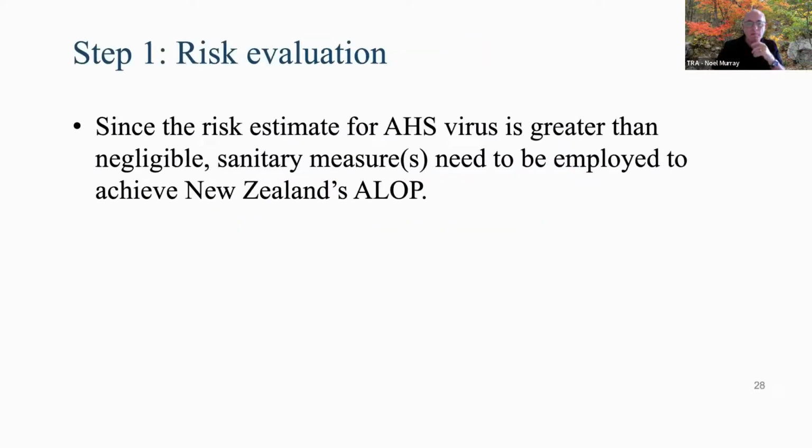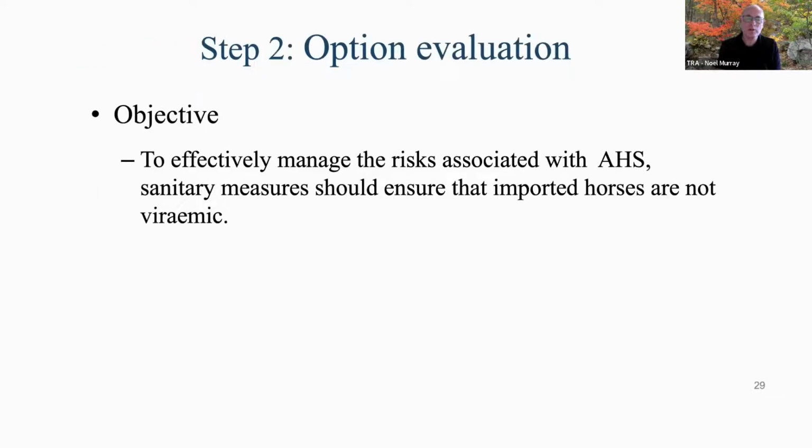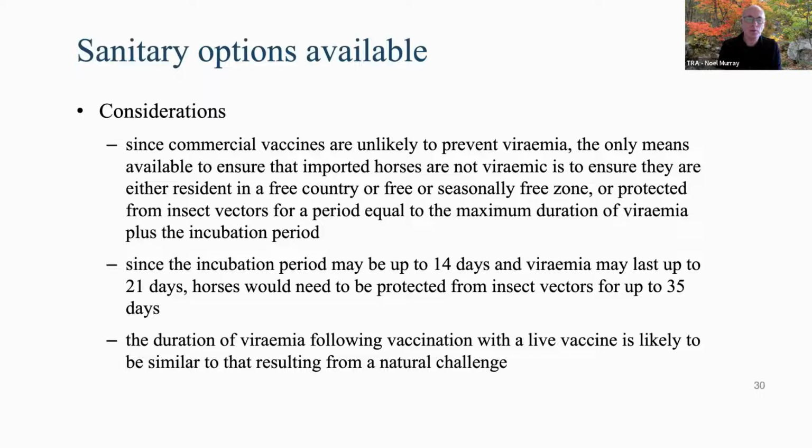So the first step in evaluating risk. The conclusions arising from the risk estimate step in the risk assessment were that for African horse sickness virus, the risk estimate is greater than negligible, and sanitary measures may be needed to achieve New Zealand's appropriate level of protection. So the objective in this case, we're formulating an objective to effectively manage the risks. Sanitary measures should ensure that imported horses are not viremic. And what sort of options might be available? So here are some considerations.